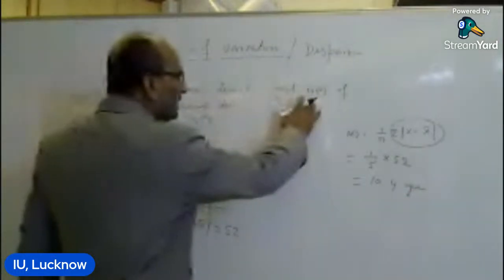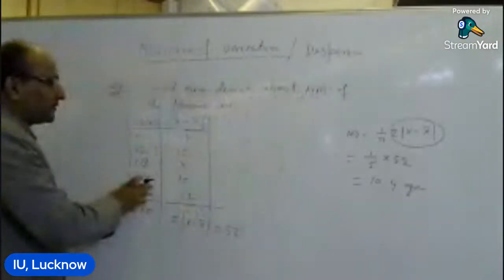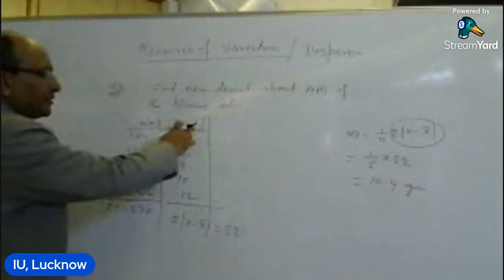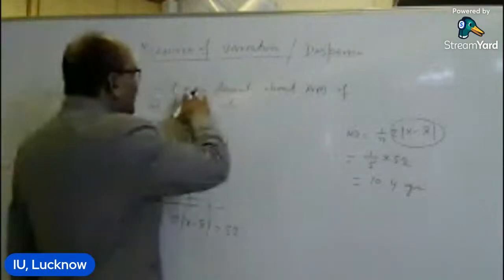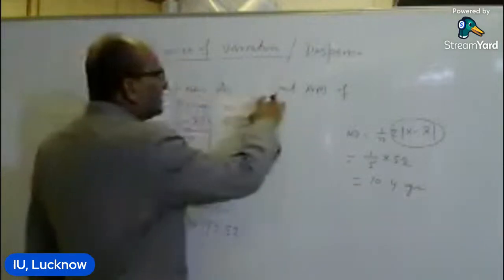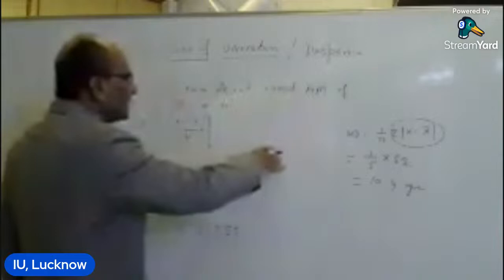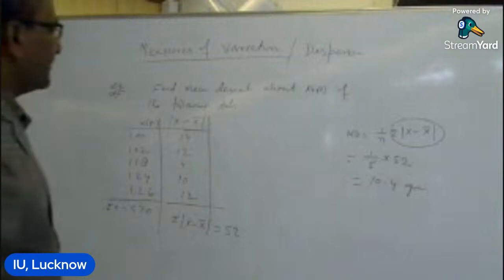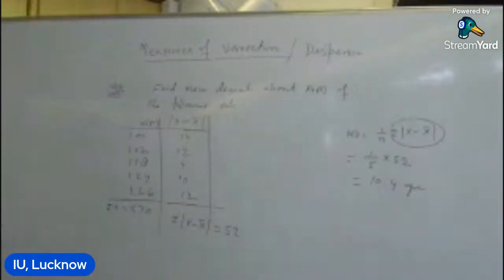If we want to find the mean deviation from the median, then we have to first find the median of this observation, then take the deviation from the median value. If it is given as mean deviation about the mode, then we have to first find the mode of this observation. So this is the simple example of the mean deviation about mean. Now another example.